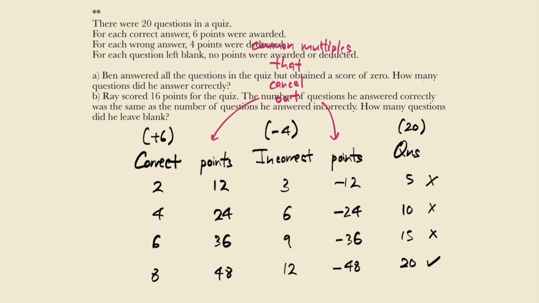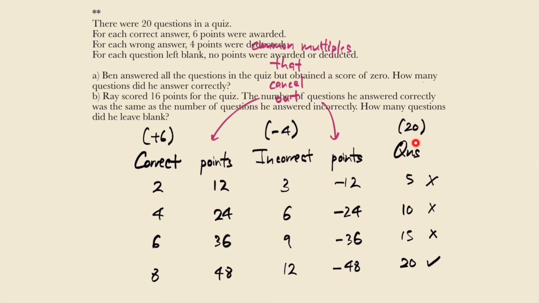So the next one I'm going to guess is going to be 24. So 24, how many 6s is that? 4. 24 is 6 4s. So 24 minus 24, total marks 0. But the number of questions is 10. So that's not what we want. We want a total of 20 questions.